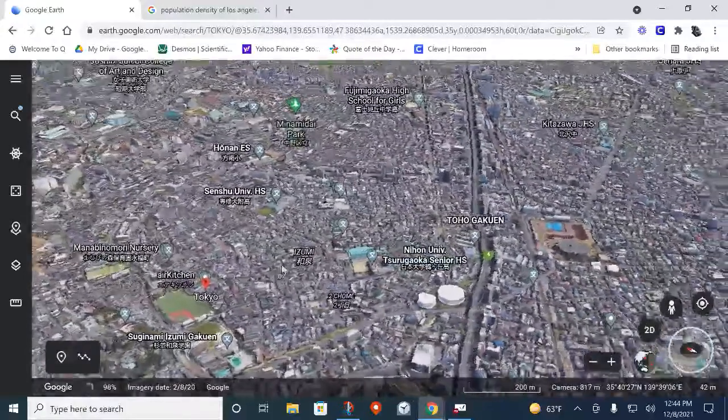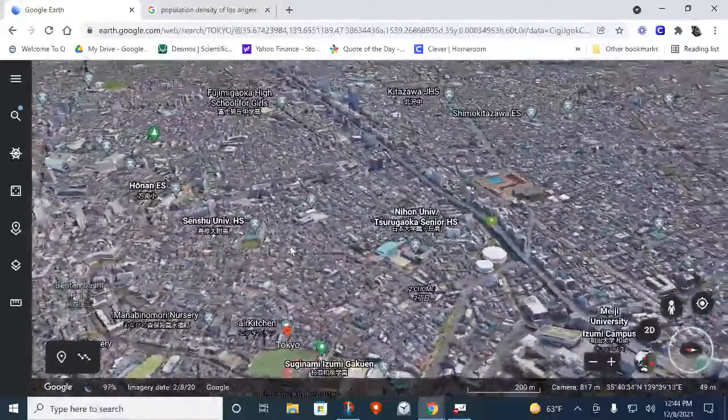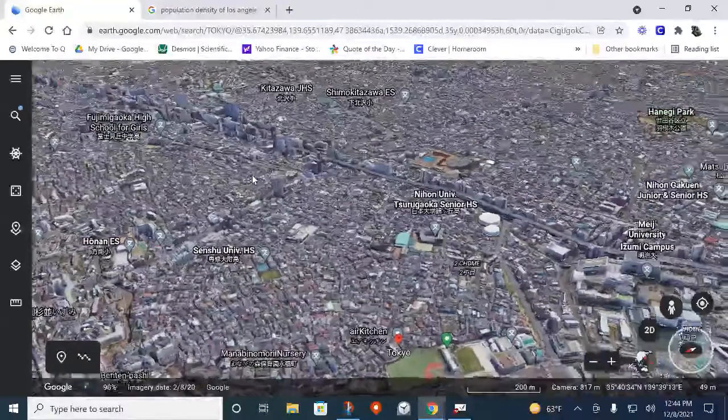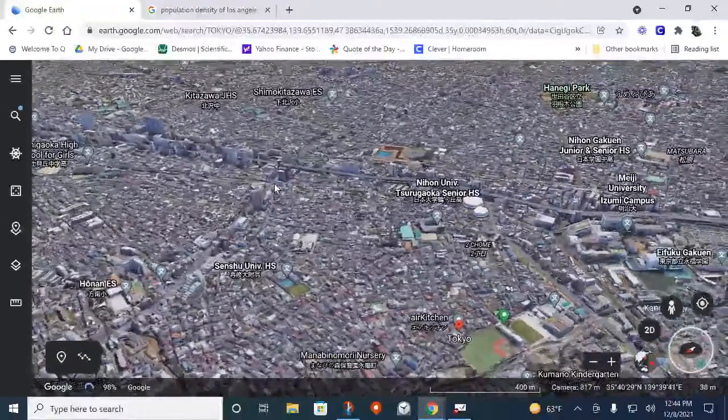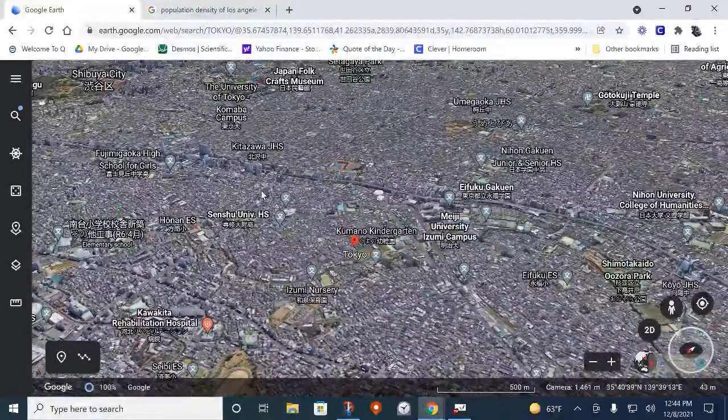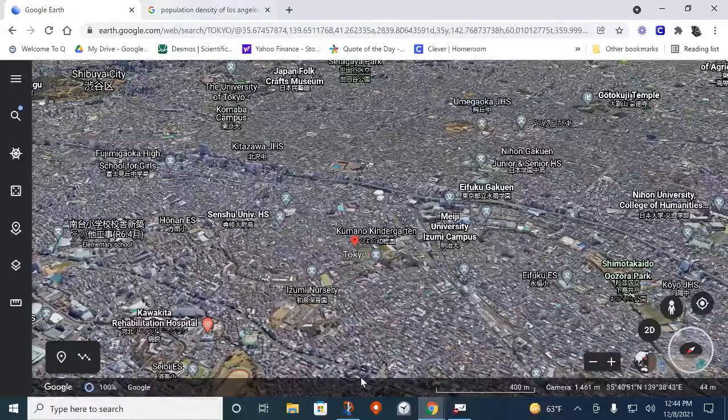Look how packed this place is. There's people everywhere. There's buildings everywhere. Anyway, the reason why I'm showing you this is because, check this out.